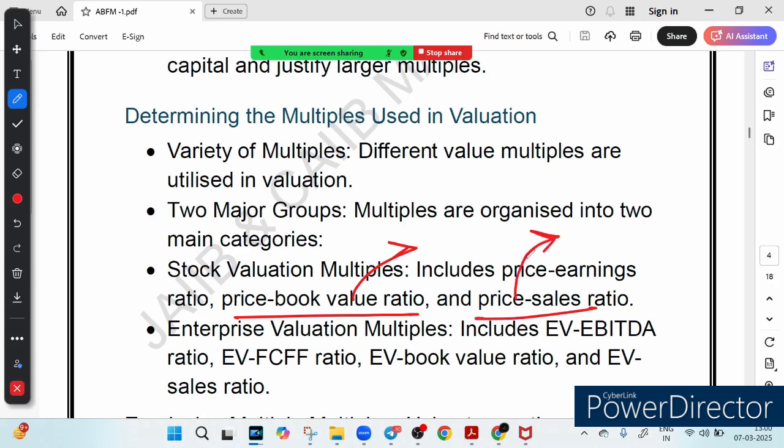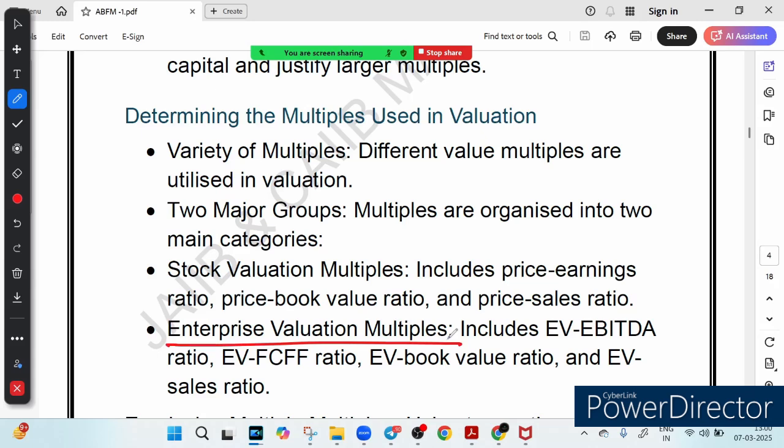So this is the first category, called stock valuation multiples, which focus on the company's share price. You see in all these ratios, price is in the numerator, so we are comparing the share price. That is why it is called stock valuation. We are comparing the share price of the company with respect to other financial metrics, like maybe earnings, maybe sales, maybe book value. And the other kind of multiple we have is called enterprise valuation multiples.